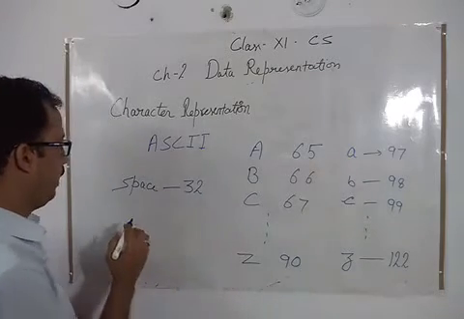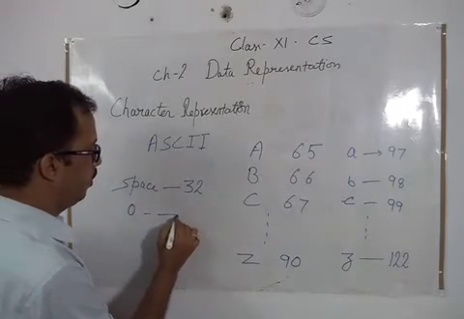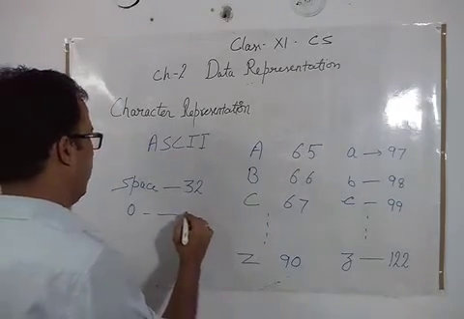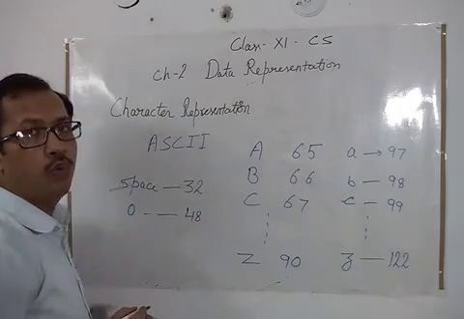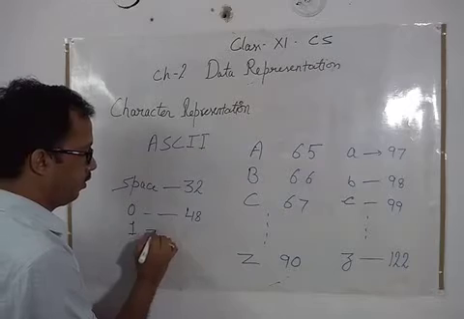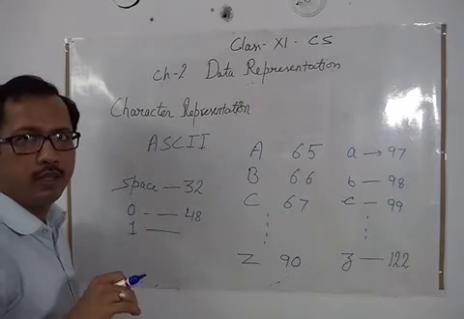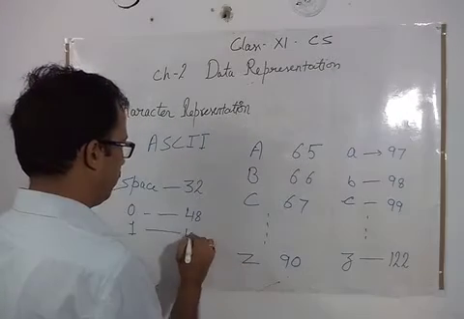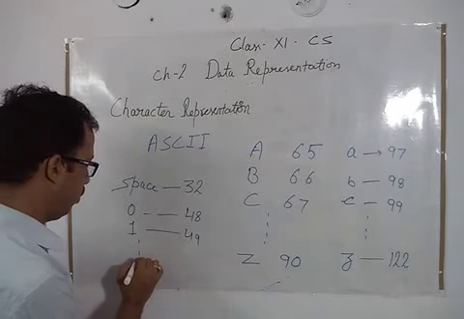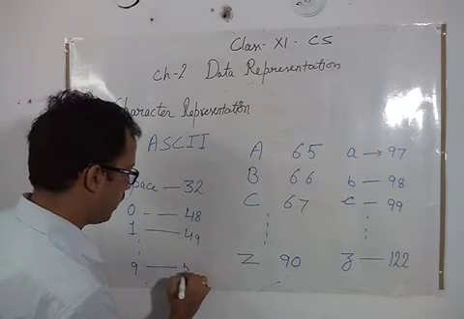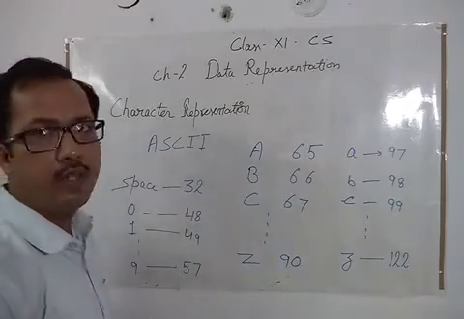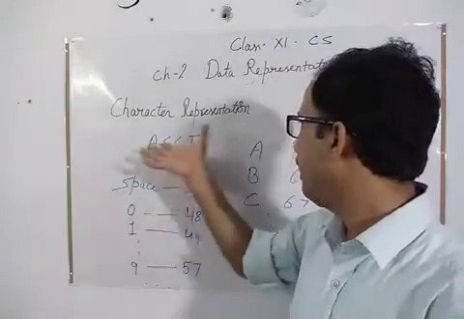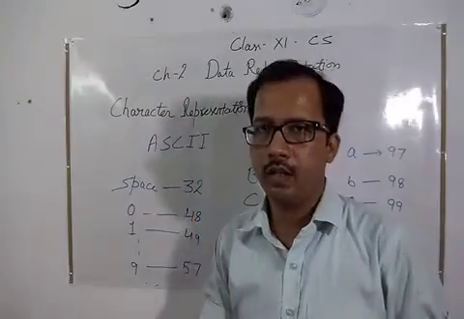And the numerical value 0 is represented by 48. The numerical value 1 in decimal, when given to the computer, is represented in ASCII as 49, and up to 9 the code is given as 57. So first what you must do is write all these codes and remember the initials.